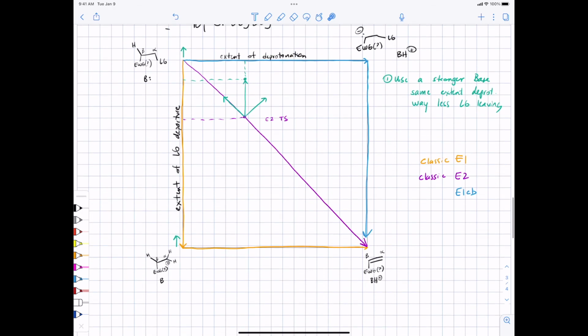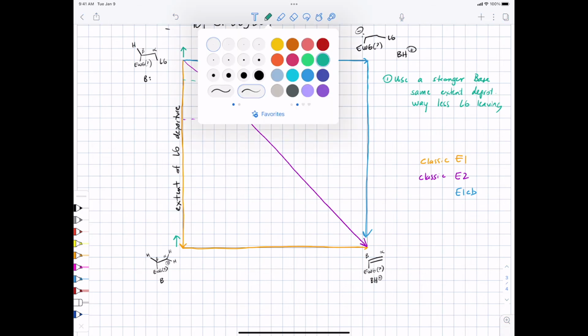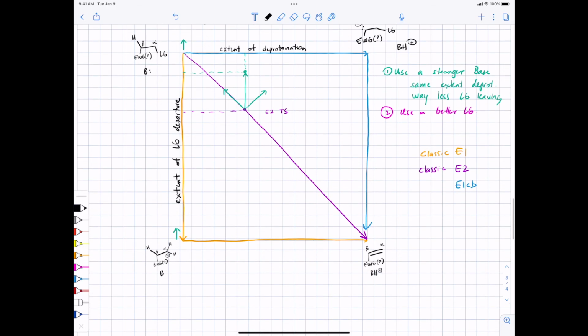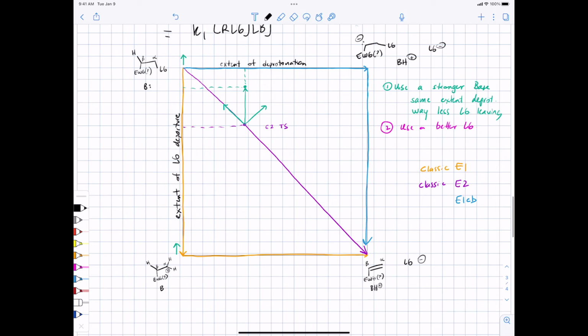Similarly, let's think about what if we use, well, let's use this color, trying to avoid red and green. Pink, yes. Let's use pink for a better leaving group. And I didn't write over here, here is your leaving group. So if I use a better leaving group, what's that going to do? What should that do to which corners? Raise here and here?